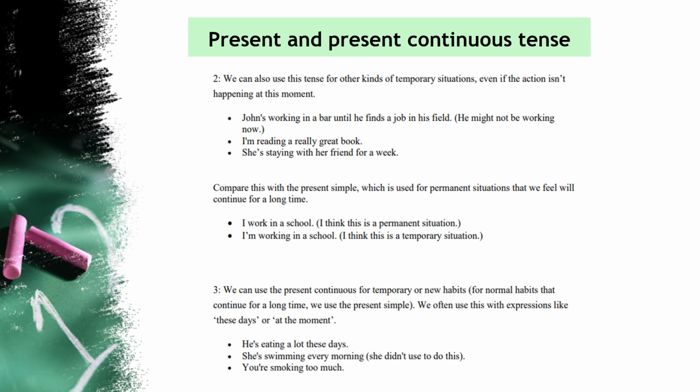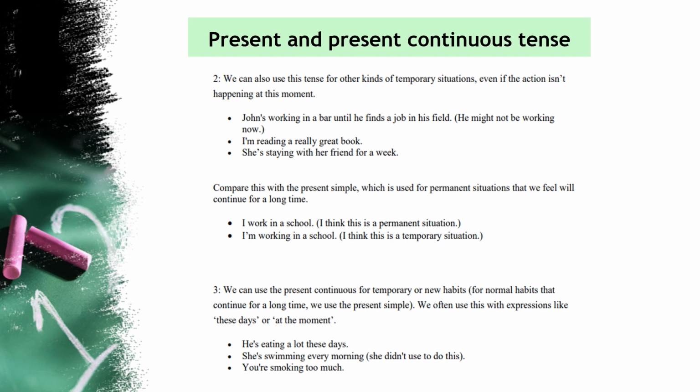Compare this with the present simple, which is used for permanent situations that we feel will continue for a long time. I work in a school. That is a permanent situation, so I have to use "I work." This is the simple present. And if it is a temporary situation, a temporary period, then I'm working in a school. I'm working now for a while at a school.